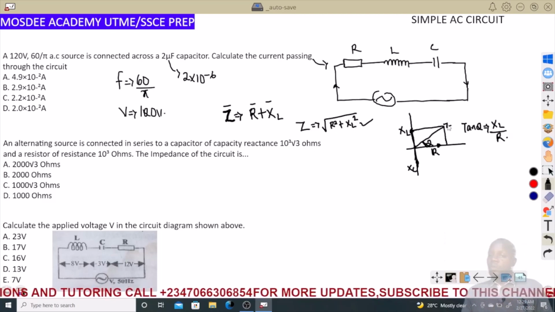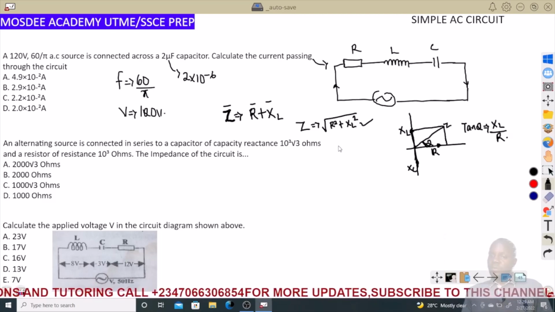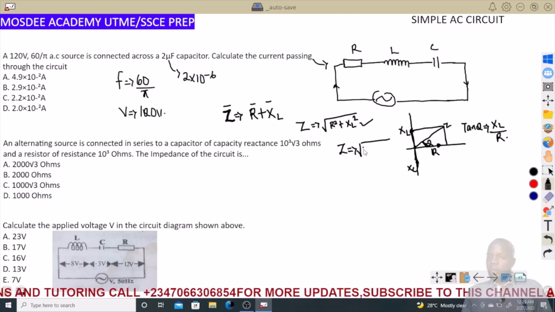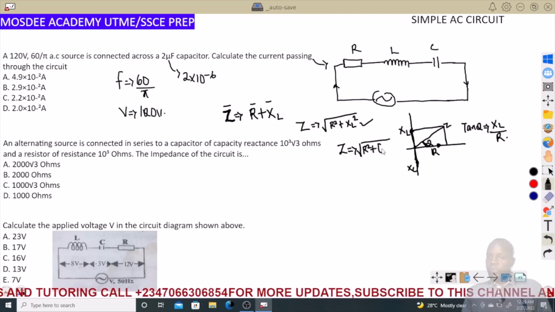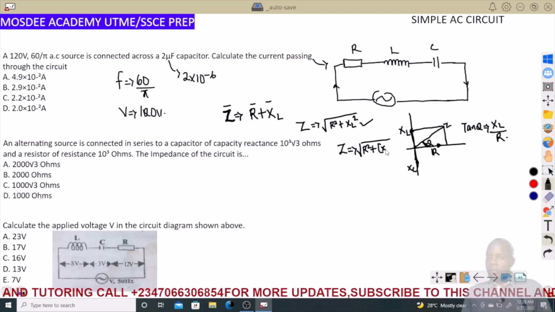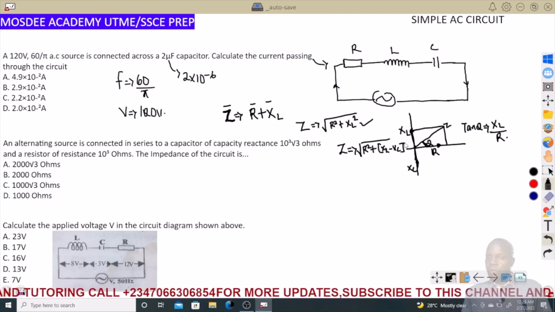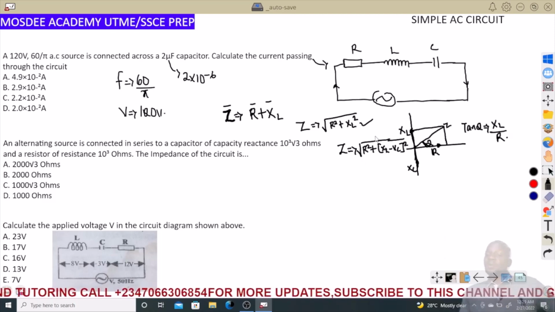So if it is a combination of the L and C, the impedance is also equal to the square root of R squared plus you subtract the XL minus XC all squared. I know most of you actually know this formula by heart ordinarily, but you don't know how we come by it.